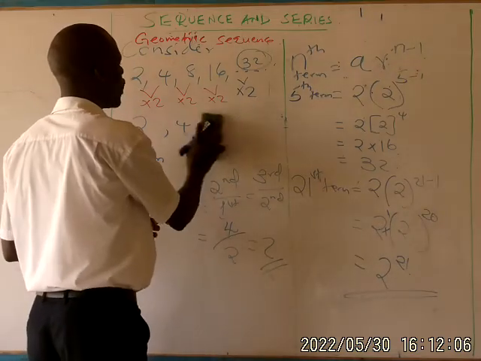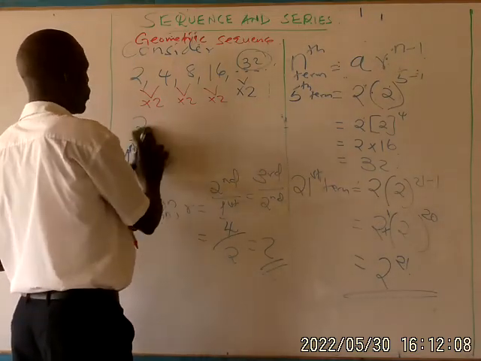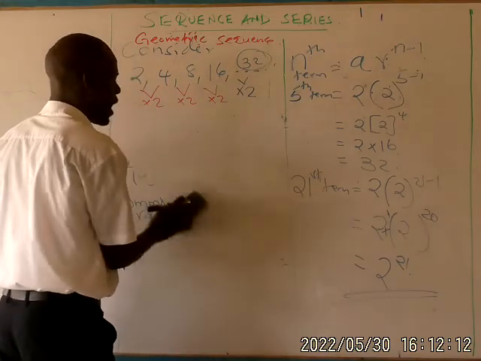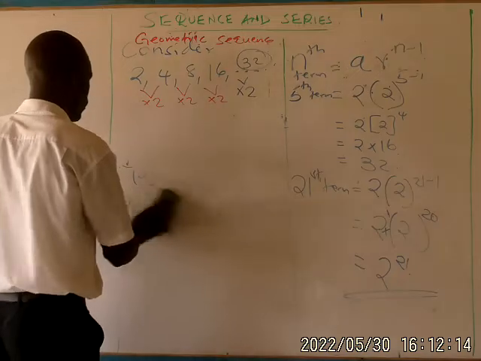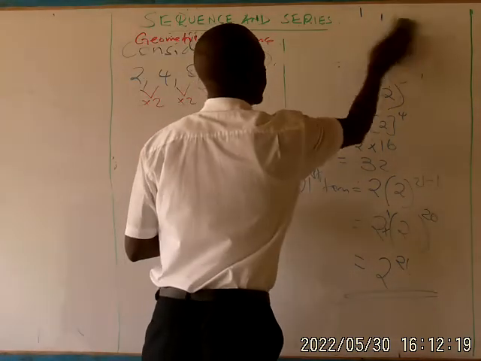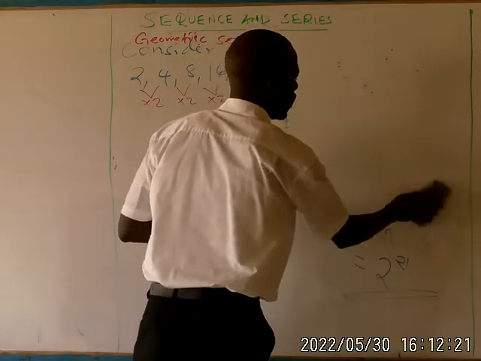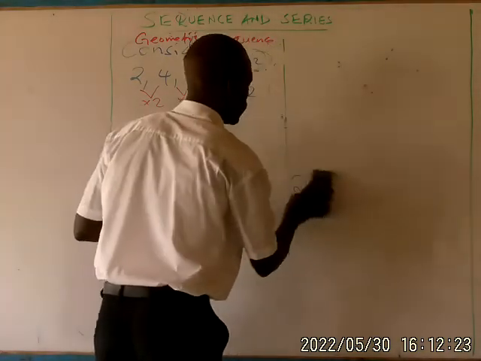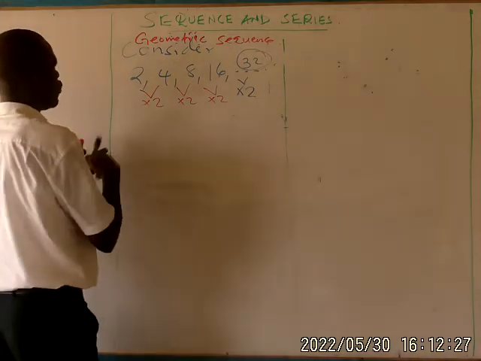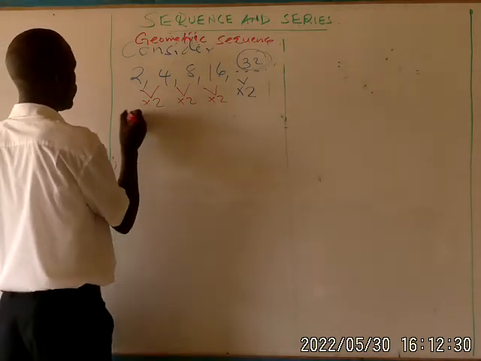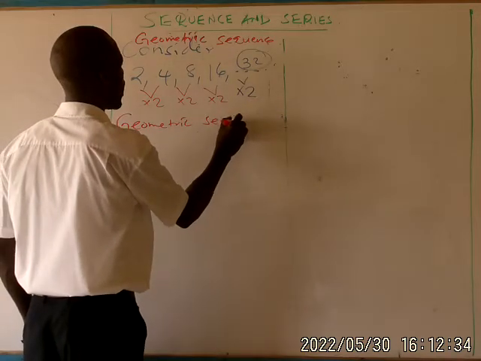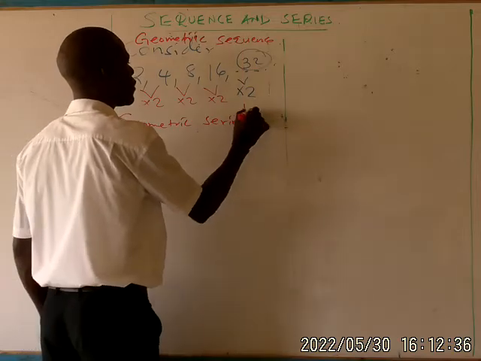Now that we have found how to find the nth term, we move to finding a series. Let us look at series now. What do you get when you talk about a series of this? So it is a geometric series. And I've said a geometric series is just a progression.